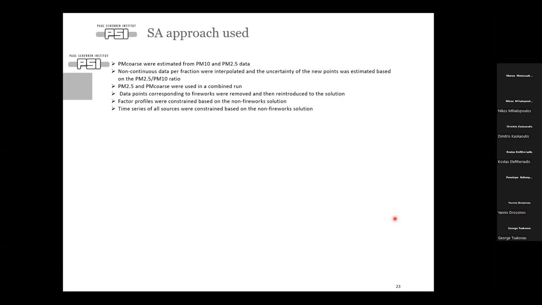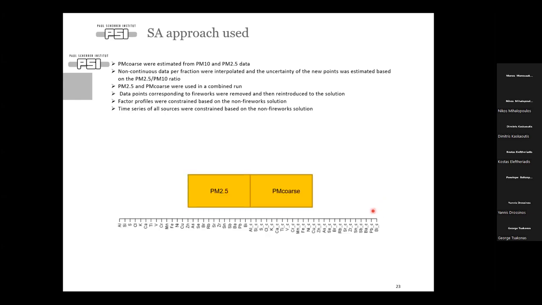Okay. Cool. What we ended up doing was the interpolation, which was a linear interpolation, and then we found a way to estimate the uncertainty of the interpolated points based on the PM2.5 and PM10 ratio. After doing that, we use the data as a PM2.5 and PM coarse dataset. So we have a PM2.5 dataset, and then we have the PM coarse, used and combined like that, and used as a single dataset.